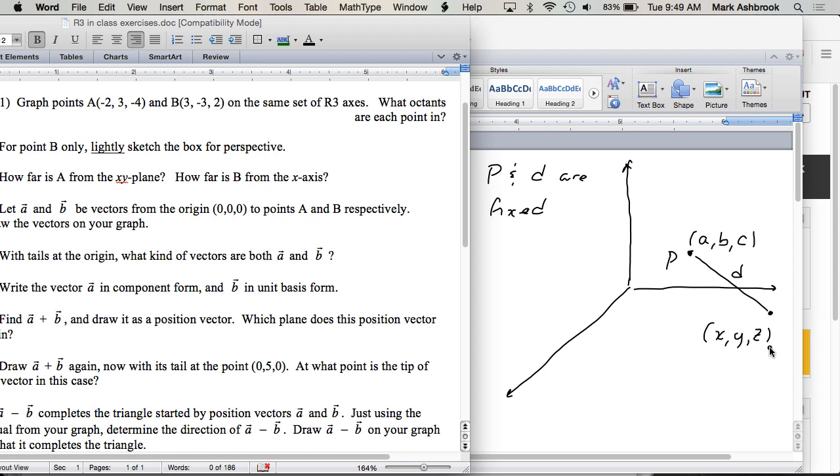So P is fixed, right? This distance D is fixed. But XYZ is every point in space that's a distance D away from P. So how do we write that? I want the distance from ABC to XYZ to be D. So can you write an equation that tells you that the distance from XYZ to ABC is a distance of D? Go, write that out.